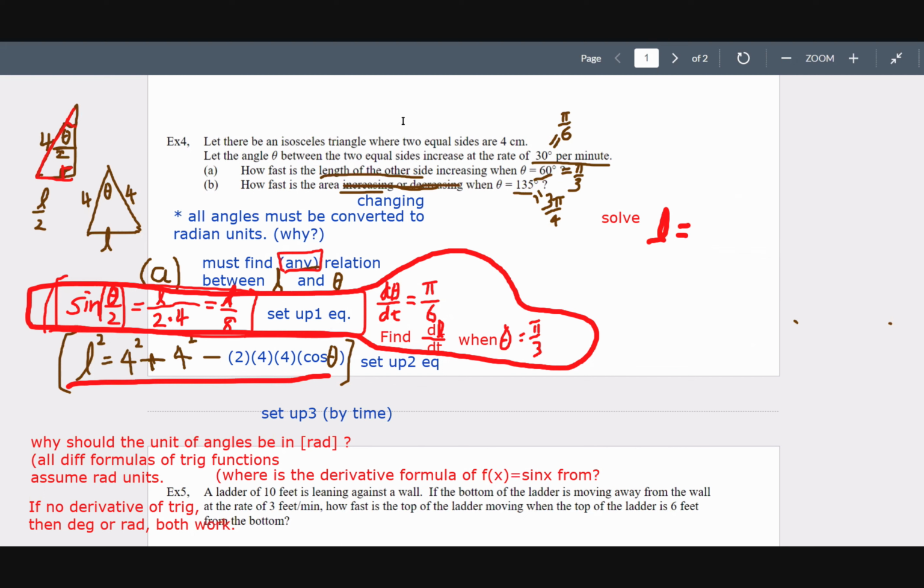L is equal to, what is it? 8 times sine theta over 2. Okay? Now what do you do?